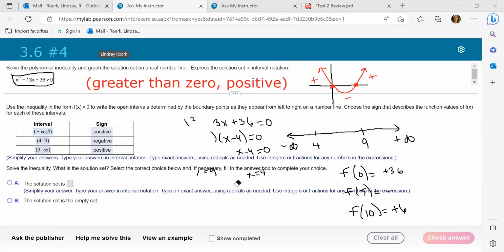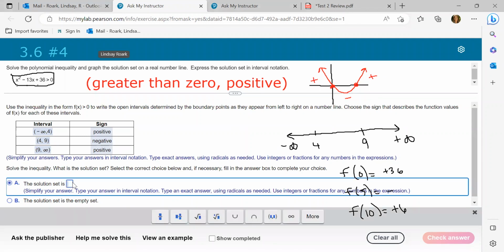Okay, last but not least, it says solve the inequality. What is the solution set? Select the correct choice below, and if necessary, fill in the answer box to complete your choice. So we go back again, and we're looking for what's going to be positive. The numbers we plugged in that gave us positive outputs were 0 and 10. Those were inside of the interval from -infinity to 4, or from 9 to infinity. So that's going to be our solution set.